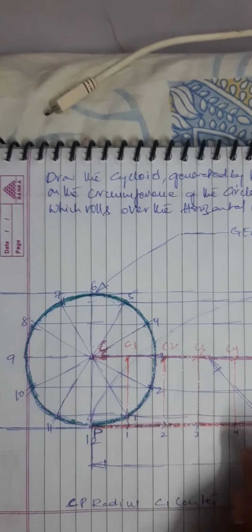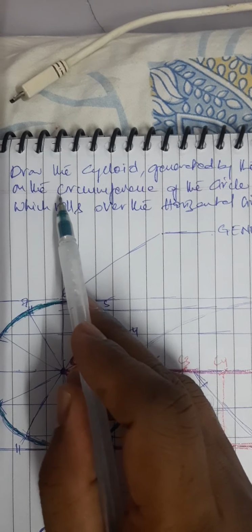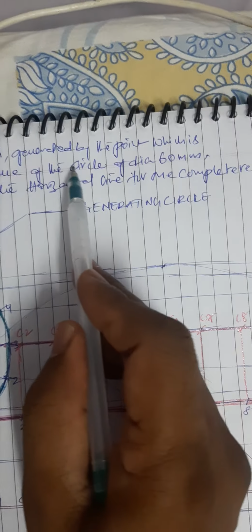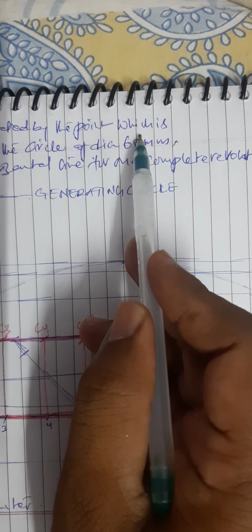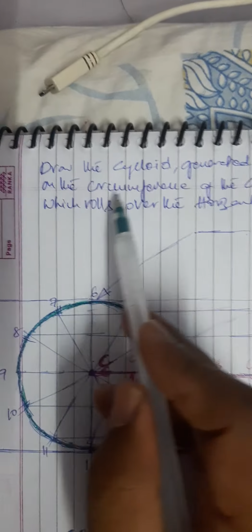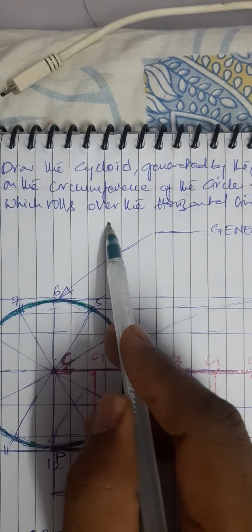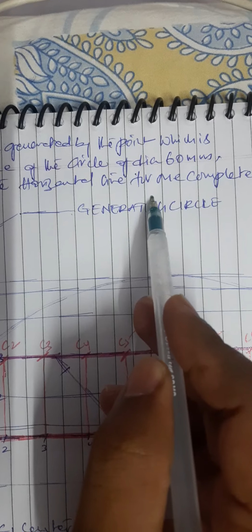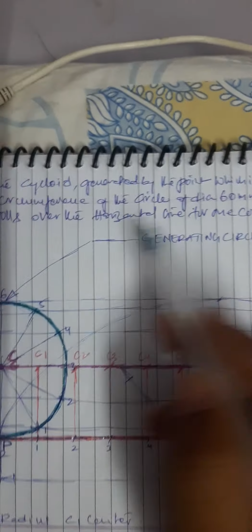Now we'll see the cycloid problem. So the question will be like this: Draw the cycloid generated by the point which is on the circumference of the circle of diameter 60 mm, which rolls over the horizontal line for one complete revolution. This is the question.